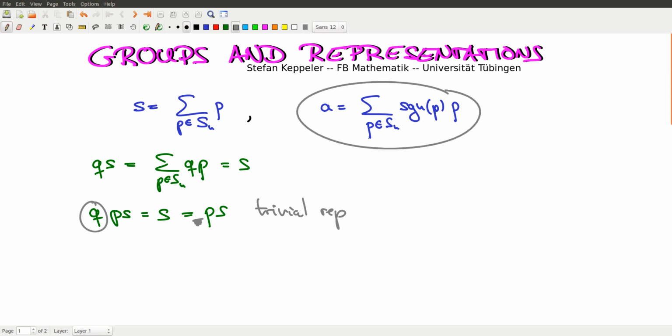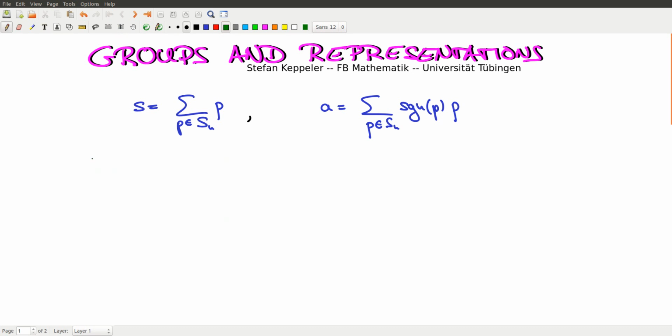Okay, how about the anti-symmetrizer? Proceed in exactly the same way. Let's calculate Q times A. What's that? Sum over all permutations in Sn, sign of the permutation P, now Q times P. So if we had the sign of QP here instead of the sign of P, this would be the anti-symmetrizer again. So let's just write what we'd like to have.